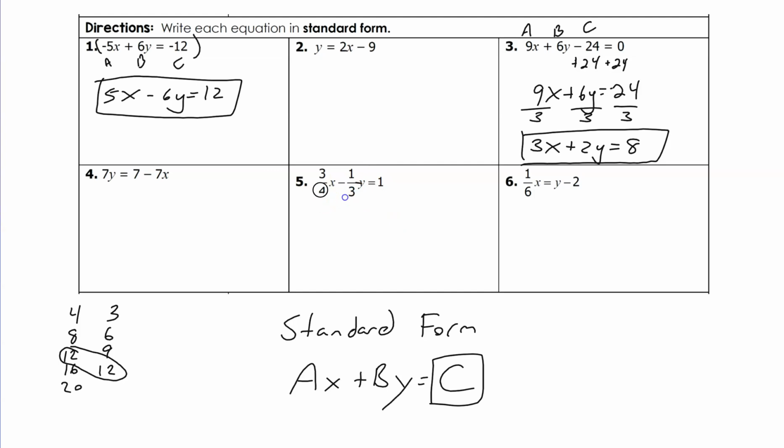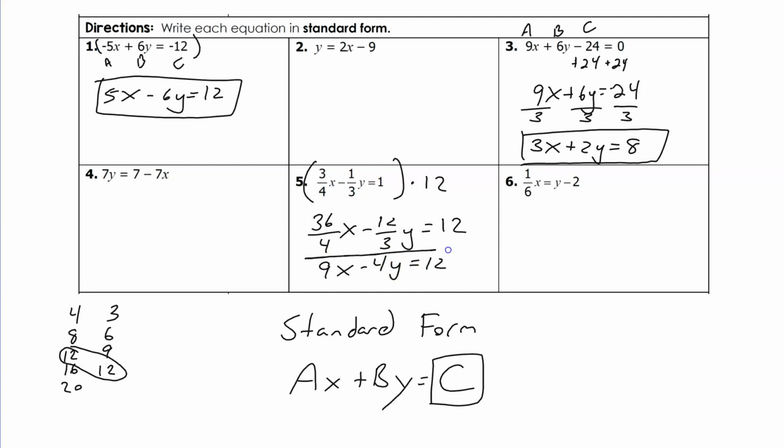Actually, we're going to go a different way. What I'm going to do is just multiply by that least common multiple. I think this will make it easier. So 12 times 3, that's 36, divided by 4, x. 12 times 1, divided by 3, y, and 12 times 1 there is 12. Now 36 divided by 4 gets us 9. 12 divided by 3 is a negative 4, and that 12 is left over.